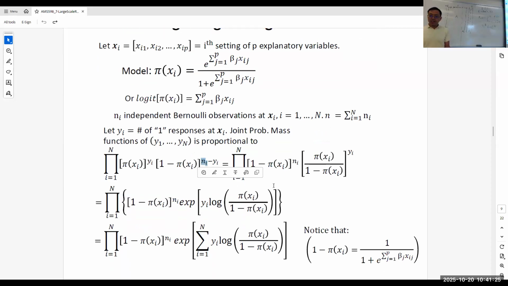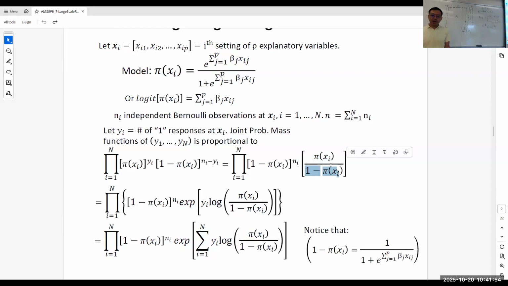Now, in this case, you can see pi(xi) to the power yi, times 1 minus pi(xi). You can also rewrite them into this term: you take the log of it and then the exponential. You're taking this term here, taking the log of this thing and then the exponential. What you have is this term right here, and the second term is this guy.